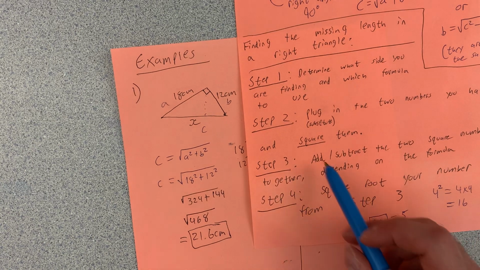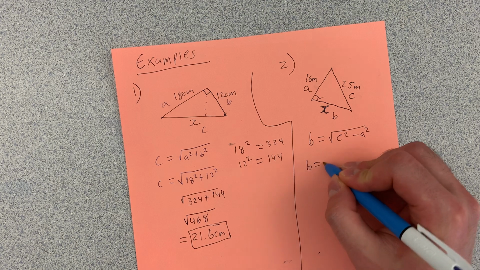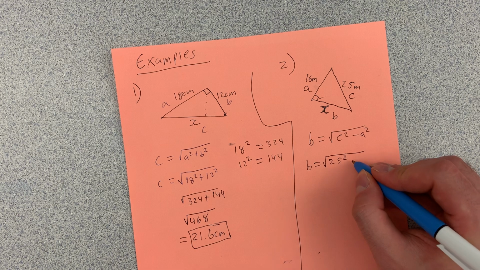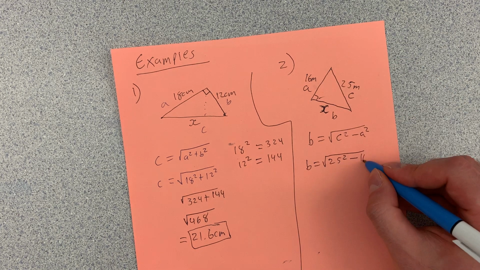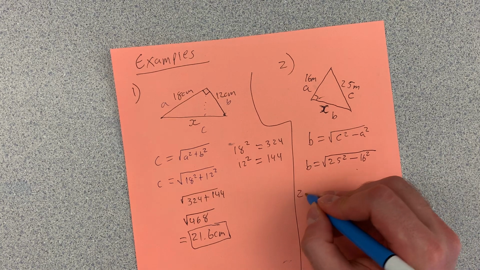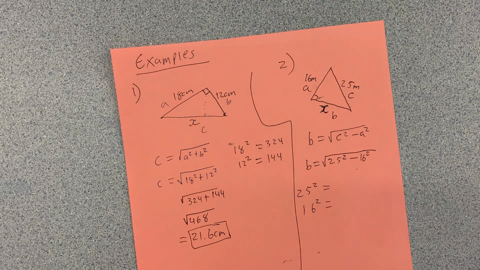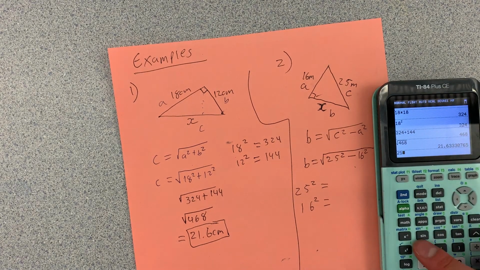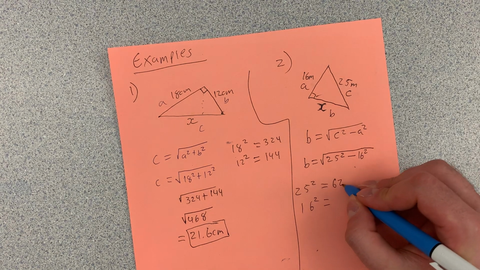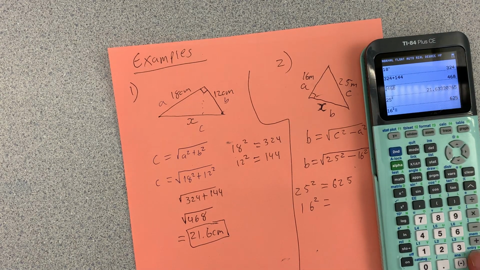Step 2, I'm going to plug in my two numbers and then square them. So C is 25 squared minus 16 squared. And now we're just going to square those two. We can just do this on the side here. It's 25 squared and 16 squared. I believe 25 squared is 625. Yes, it is. And I believe 16 squared is 256. Yes, it is.